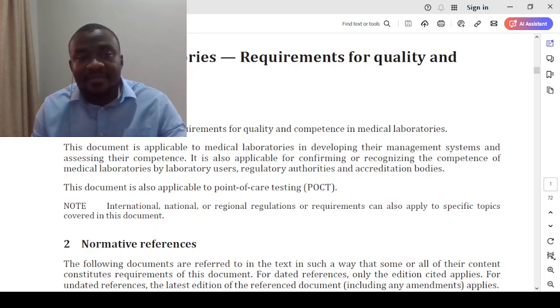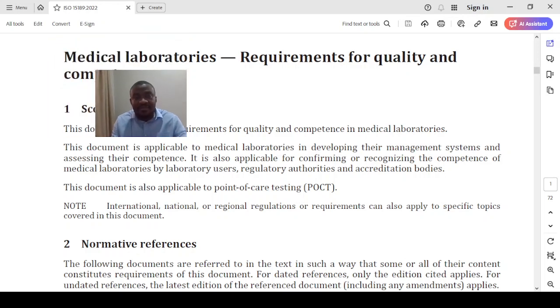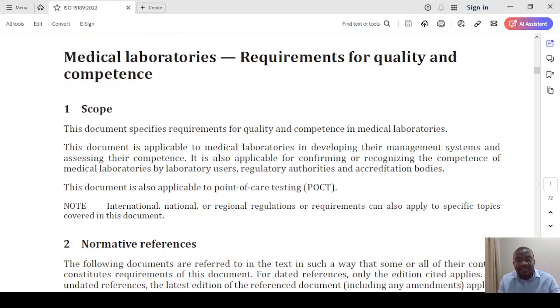I think this new standard encompasses a lot of things. For example, mainly the three things we have seen: we have quality, competence, and risk assessment, which was not in the previous standard. Wonderful, wonderful. So why else is it not a certification, but it is an accreditation standard?